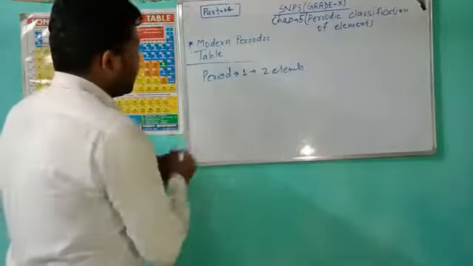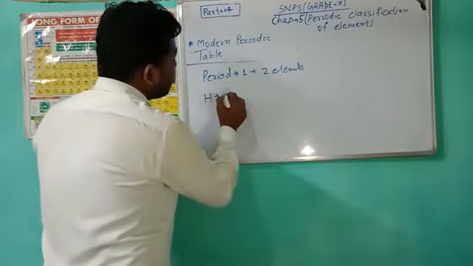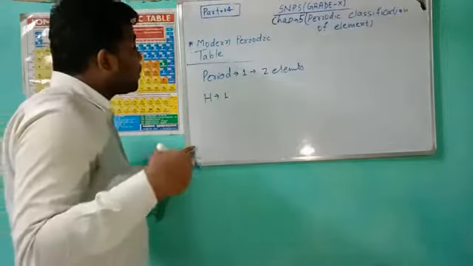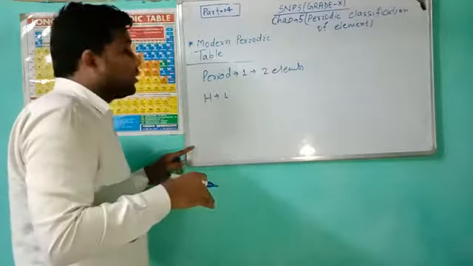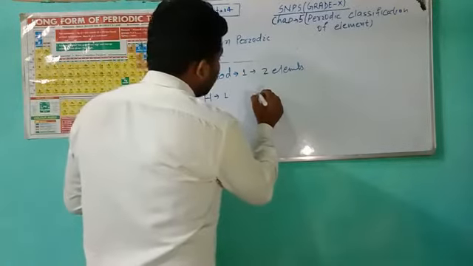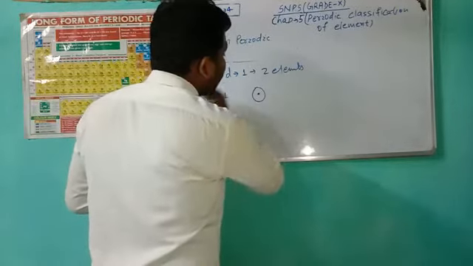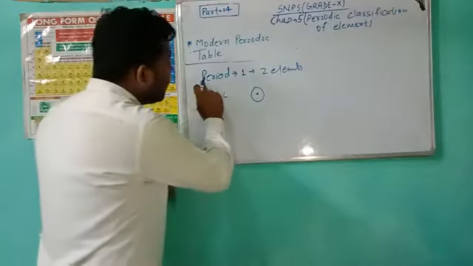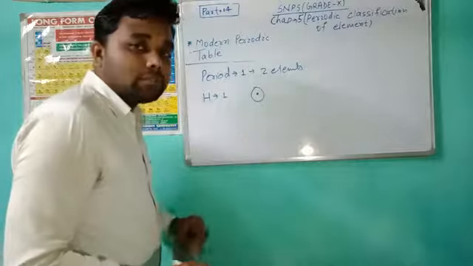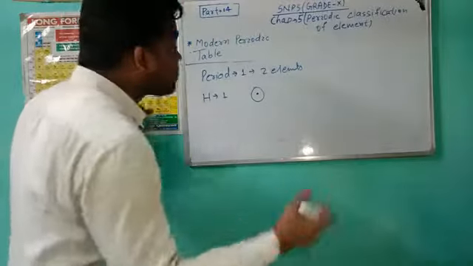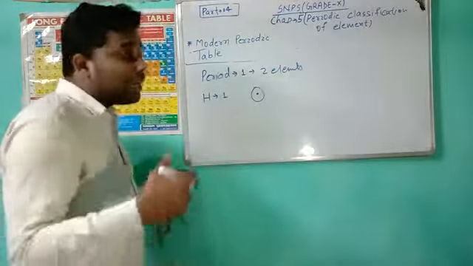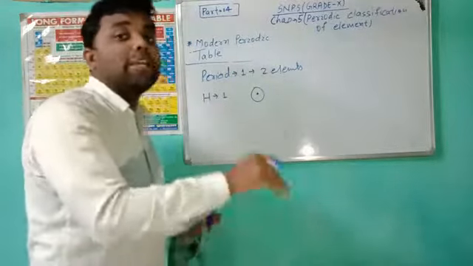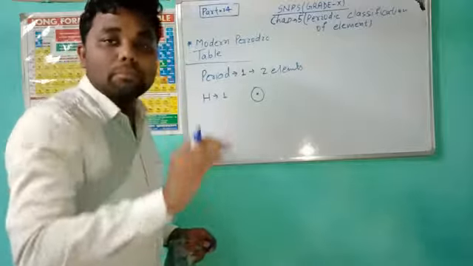Here hydrogen has atomic number 1, and if we configure its electron, it has only 1 orbit. So we can say that period 1 has 1 orbit. The elements present in period 1 have only 1 orbit.